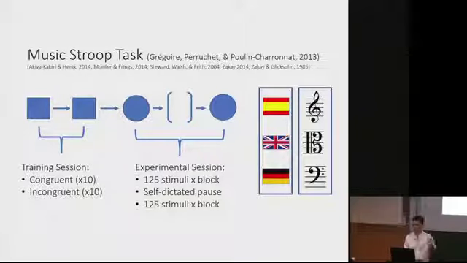So we had the 3 possible note naming systems: Do, Re, Mi, Fa, Sol, La, Si; A, B, C, D, E, F, G; or the German one, where instead of B, you have H. And we also had the most common clefs in which musicians have to play. So we accounted for all possible combinations so that everyone would be familiar with the task.